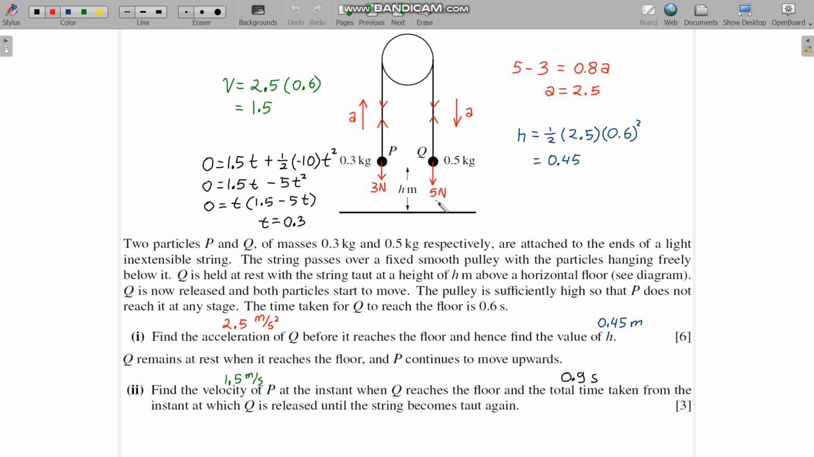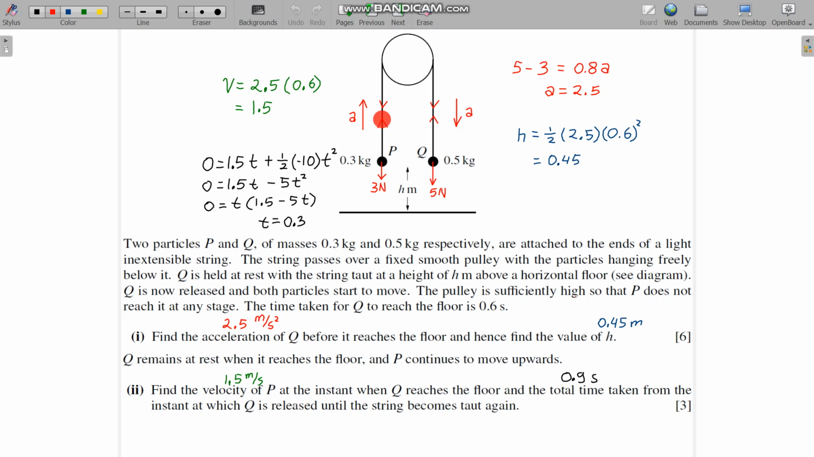And find the velocity of P at the instant Q reaches the floor. So after the same amount of time, 0.6, the P will be up here, around here, and it's still moving upwards at 1.5 meters per second. And total time taken from the instant at which Q is released until the string becomes taut again. Becomes taut again means, the P will go up and the Q will reach the ground, and the P, because it still has this 1.5 meters per second, will still go up.